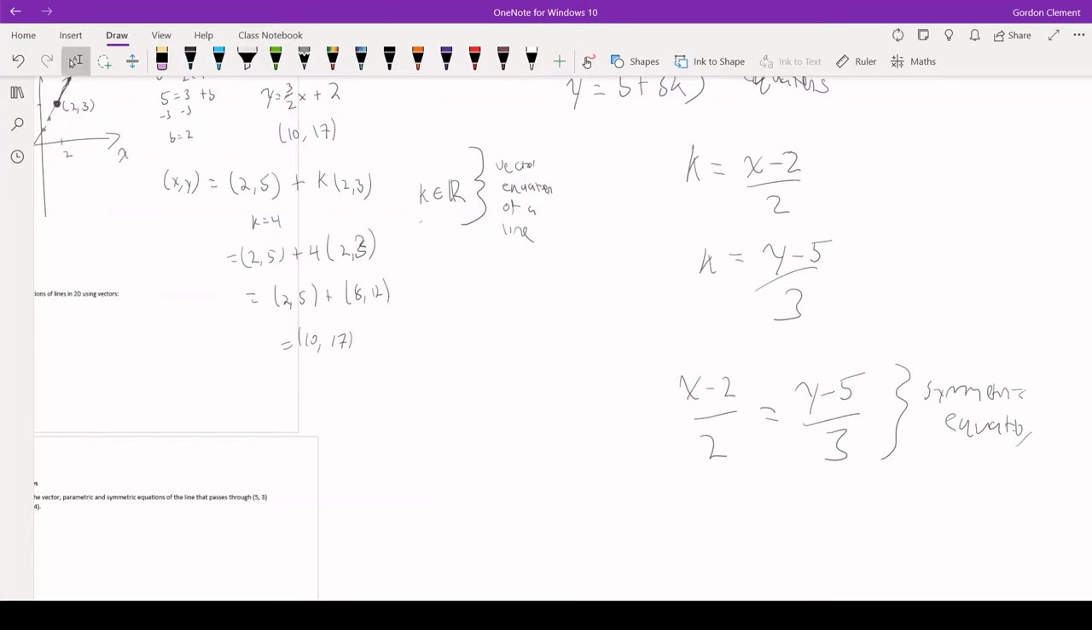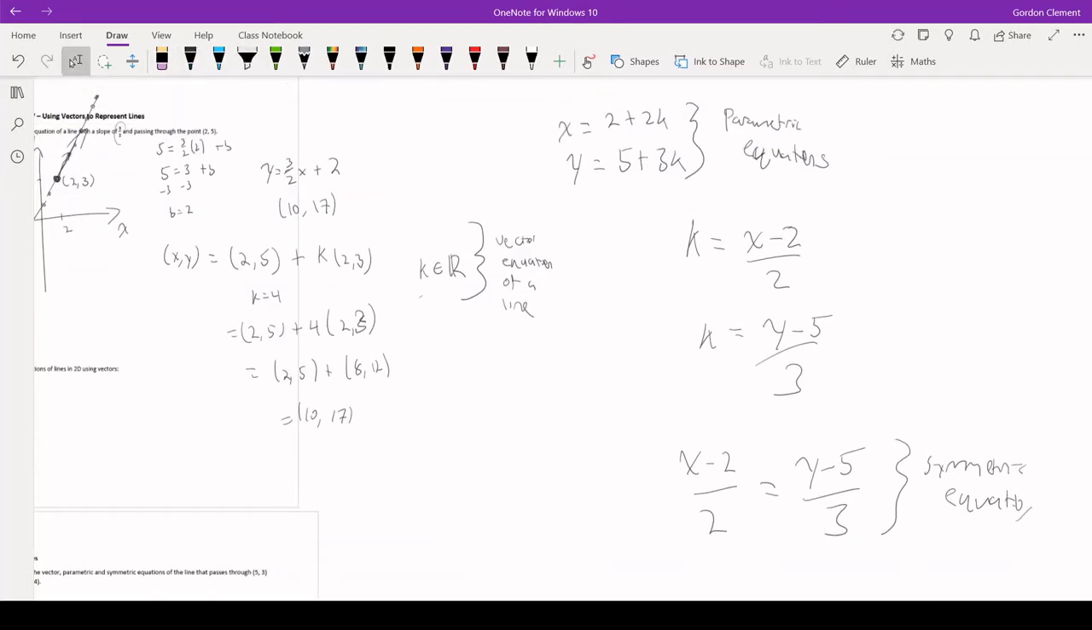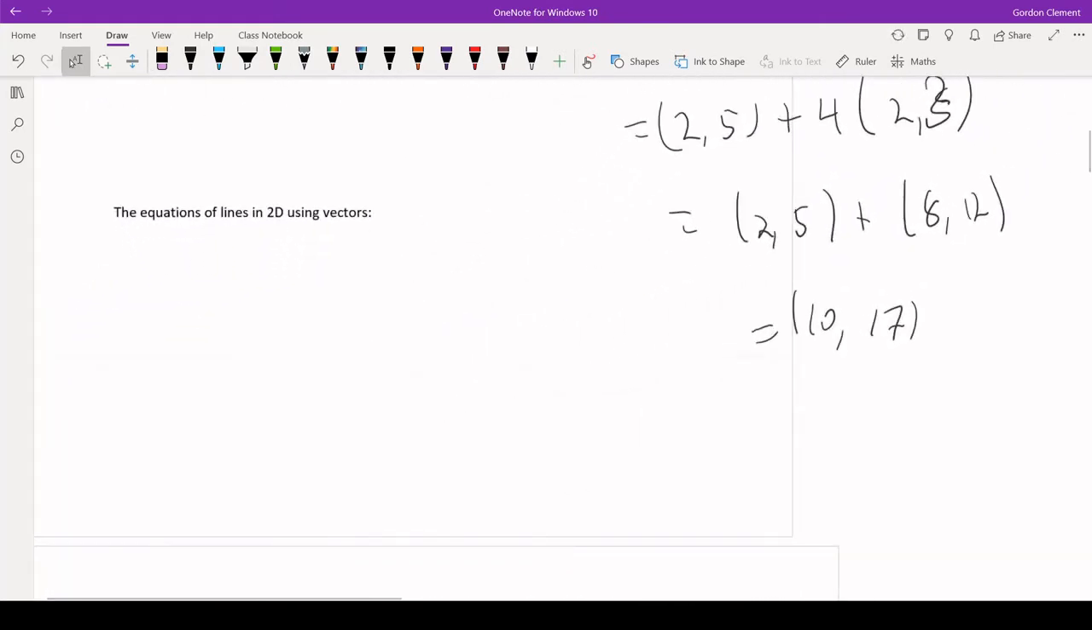So if you have your vector equation, you split it into two separate equations. Those are called your parametric equations. And then solve those parametrics for the parameter k. Since they're both equal to k, set them equal to each other. That's called the symmetric equation of a line. So how I'm going to write this: we have our vector equation.